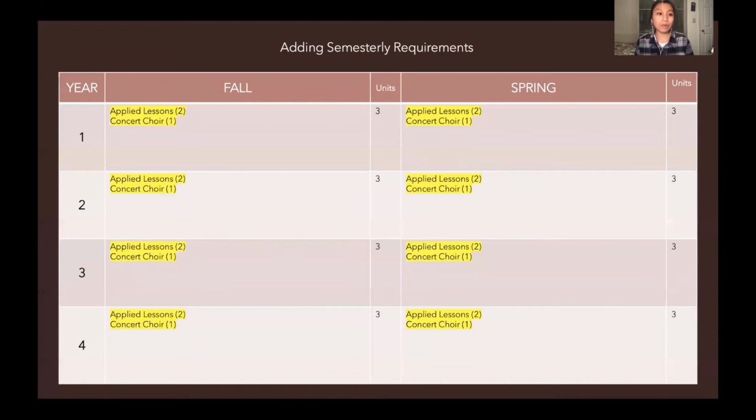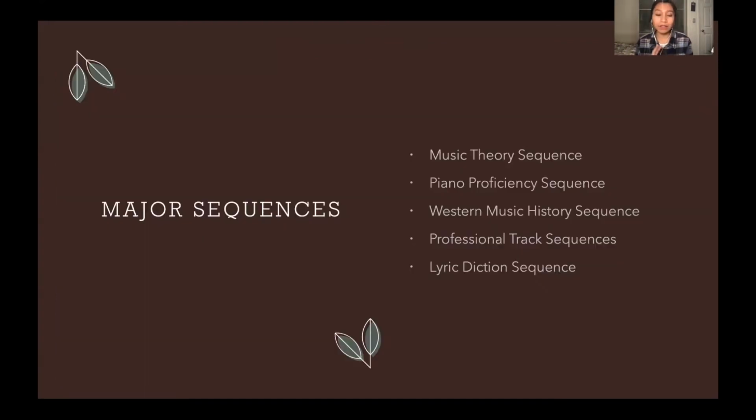And so that's exactly what we did here, adding your applied lessons, which are 2 units every single semester, and concert choir every single semester. It is possible to switch out concert choir with a different ensemble. However, that is something that you should take to your advisor, because I believe that those are being switched on a case-by-case basis. The next primary consideration is major sequences.